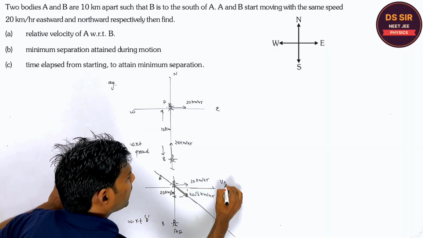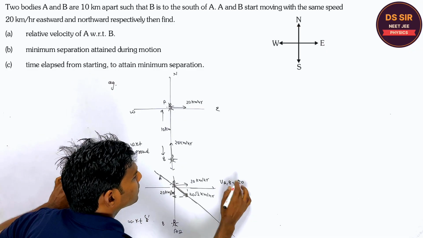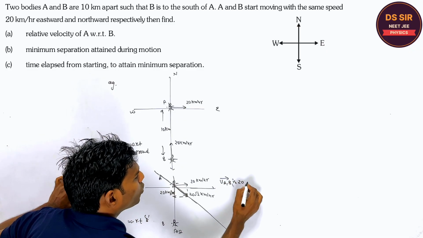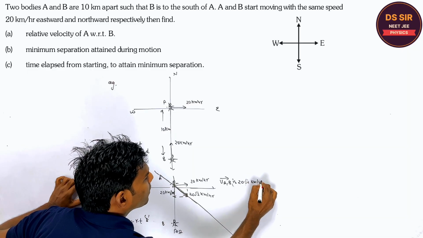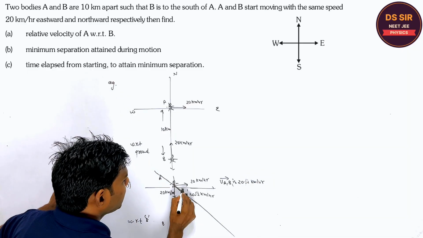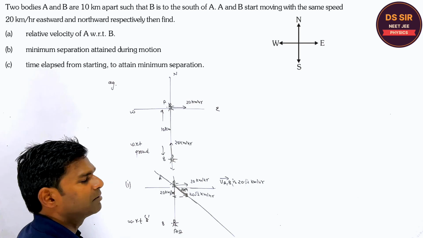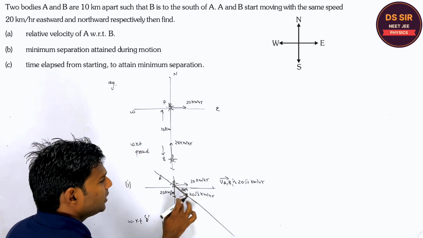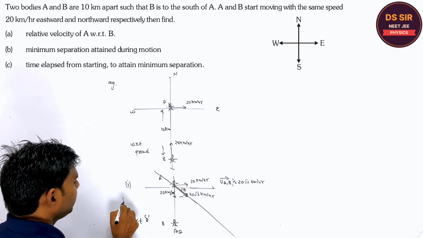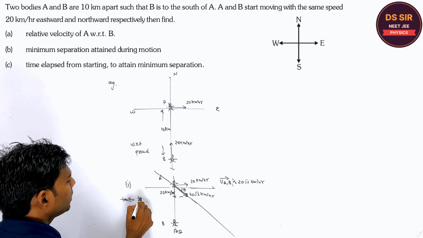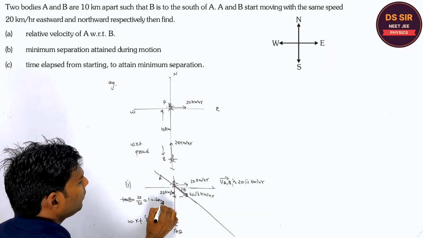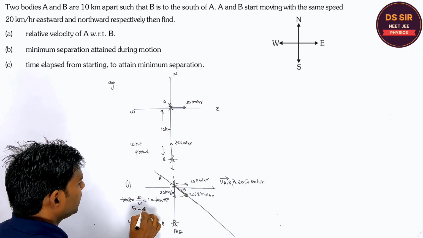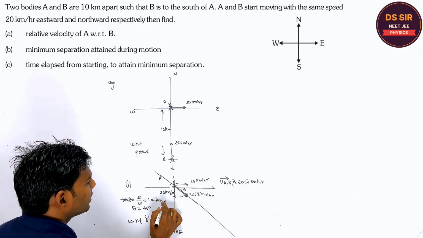Velocity of A with respect to B is 20 root 2 kilometer per hour, right? And this angle will be 45 degree if you understand. It is 20, tan theta. Tan theta will be what? Perpendicular upon base, 20 upon 20, is equal to 1, which is tan 45 degree. Theta is 45 degree. Is it clear or not?